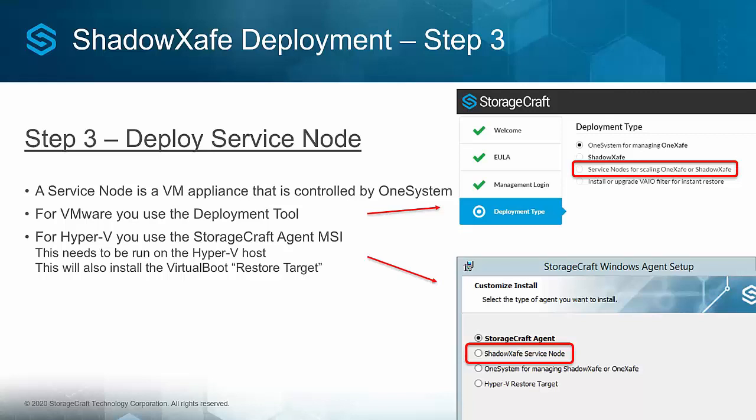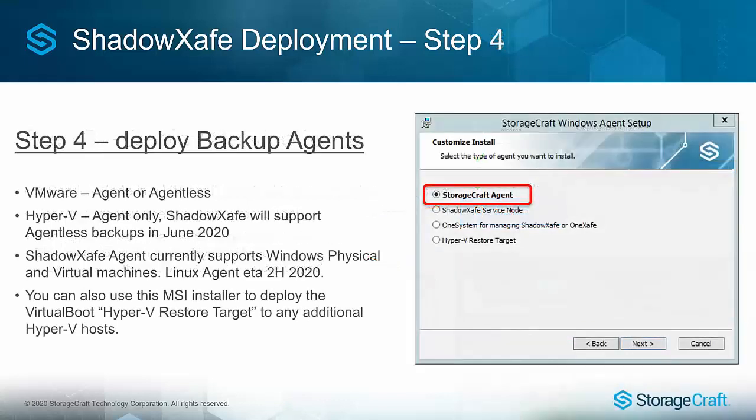So all of those are available from that sites page in OneSystem. The next step is obviously to deploy the backup agent. With VMware, you do have the option to do agentless or host-based backups, but if you've got any VMs with databases in them, anything with VSS-aware applications that you want to have a high level of consistency, or if it's a really large VM, sometimes the agent's going to do that better.